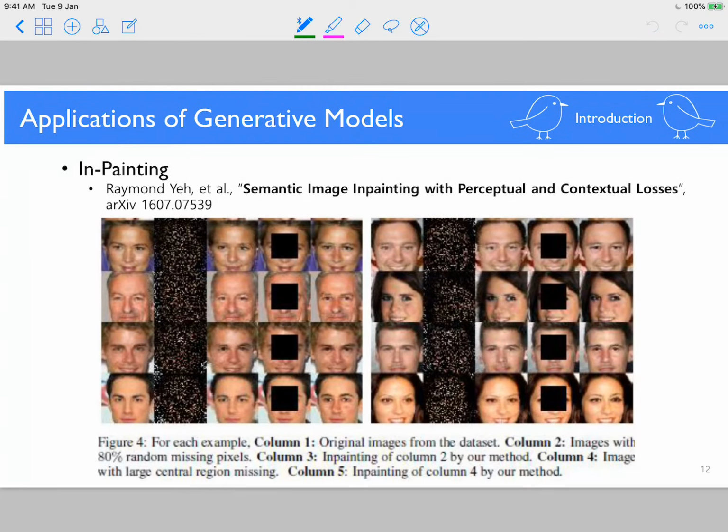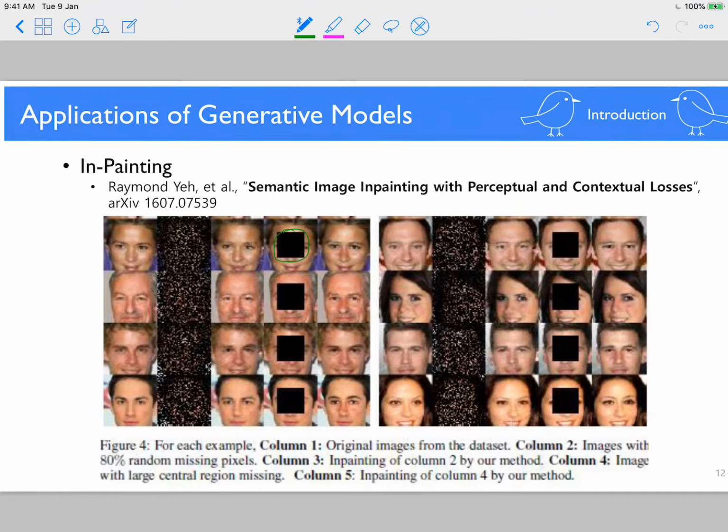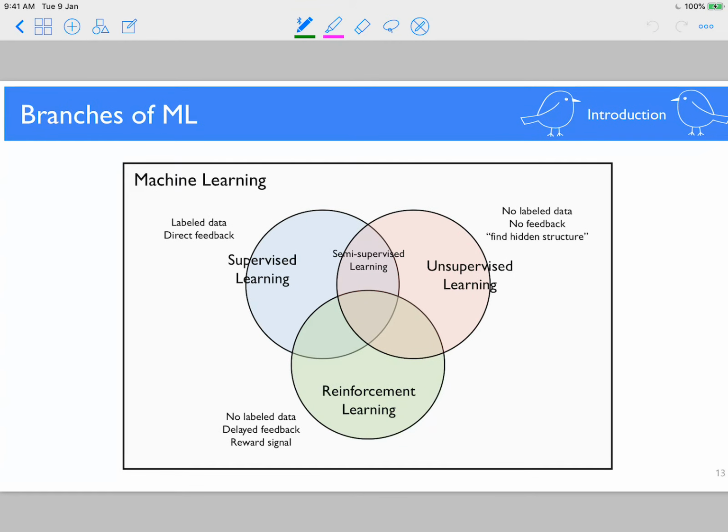Also, this is called in-painting, where we remove some part of an image, and then we have to reconstruct this part. So this is called in-painting.